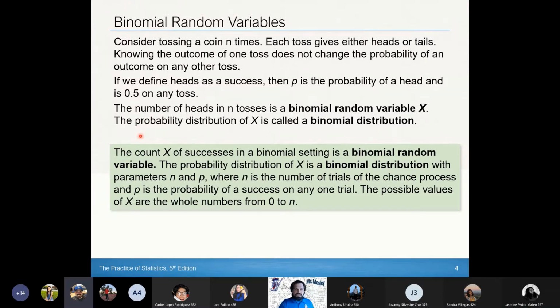The number of heads in n tosses is a binomial random variable x. The probability distribution of x is called a binomial distribution. The count x of successes in a binomial setting is a binomial random variable. The probability distribution of x is a binomial distribution with parameters n and p, where n is the number of trials of the chance process and p is the probability of a success on any one trial. Possible values of x are the whole numbers from 0 to n. So I can only have up to n successes.